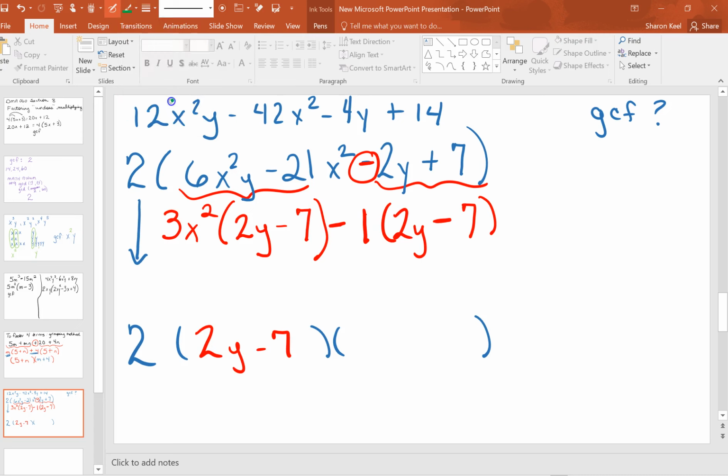And what I'm going to now have to do is take what we had factored out in the front, the 3x squared minus 1. That is what is going to give us our second factor. And there we are. We're done.